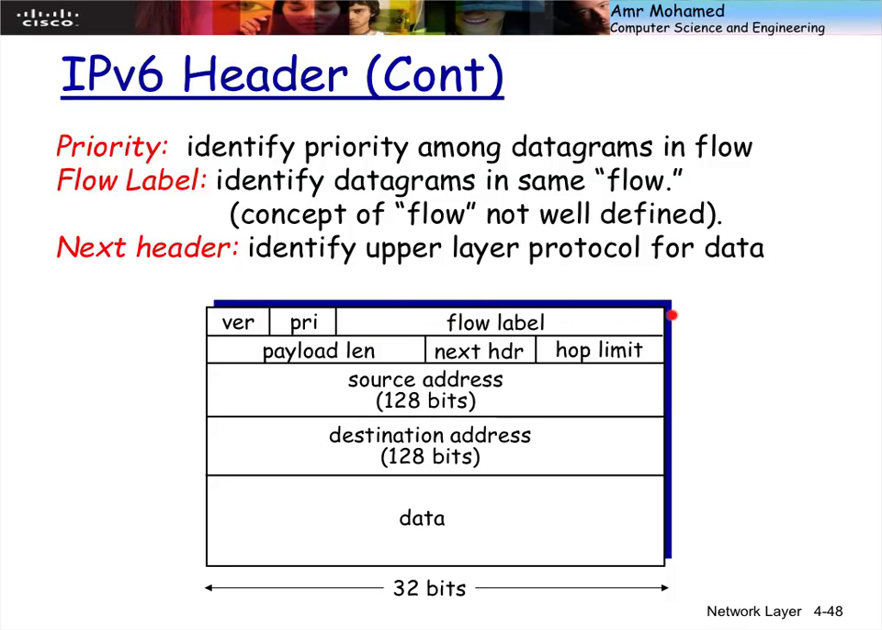But they introduced another field. This field is 20 bits. It's called flow label. This flow label actually labels a flow, from the name. What is a flow? What is the definition of a flow? A flow is defined as a stream of packets going from one source to one destination with the same characteristics.